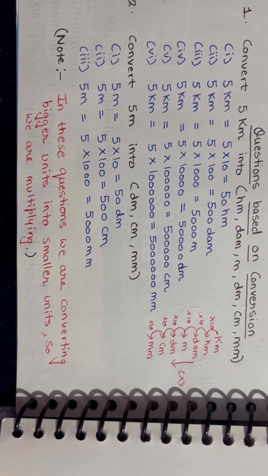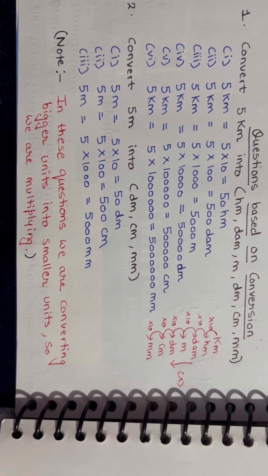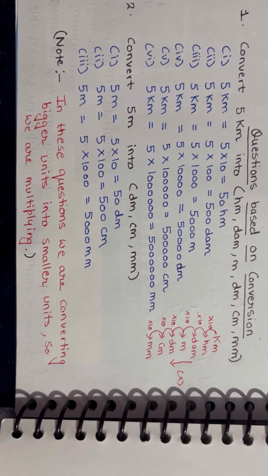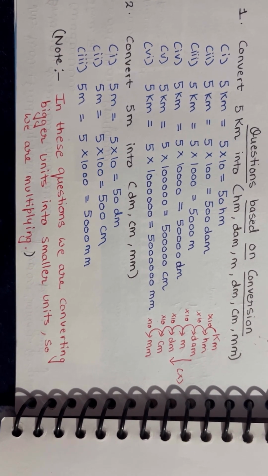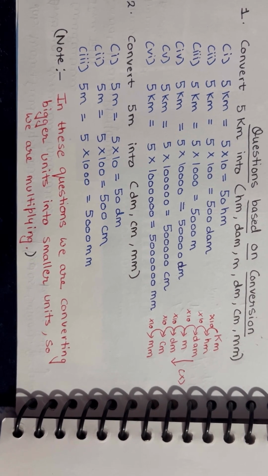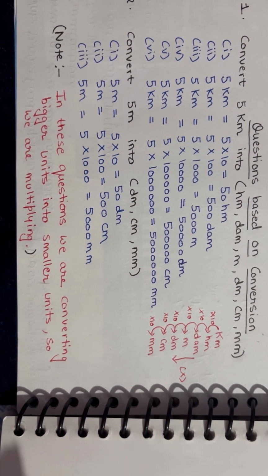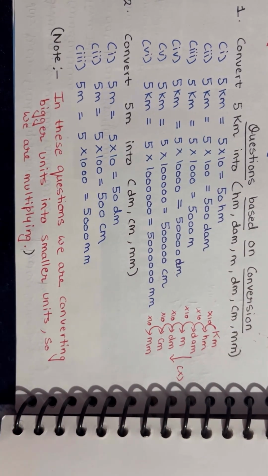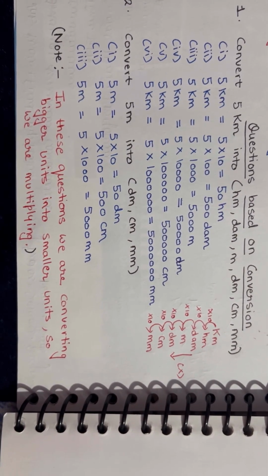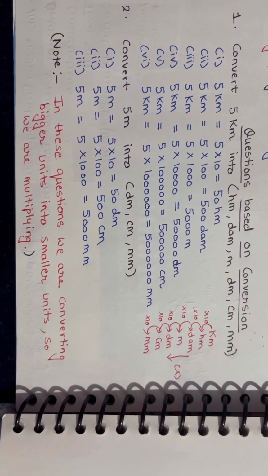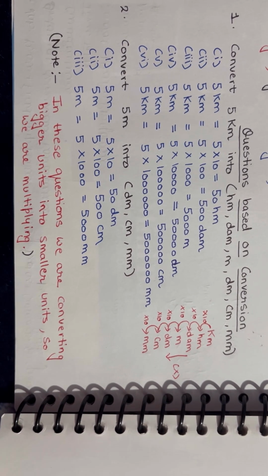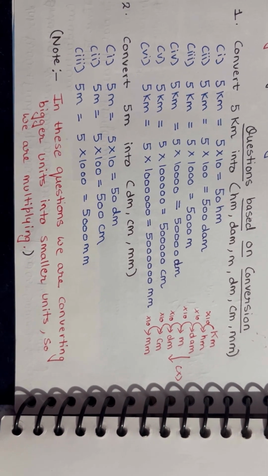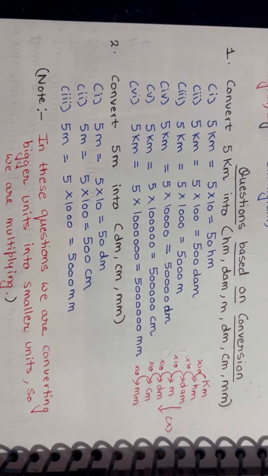So in these questions, we are converting bigger units into smaller units. So we will multiply in all the questions. As you can observe, in first question, we are converting 5 kilometer into smaller units. And in second question also, we are converting 5 meter into smaller units. So we will multiply in all the questions.